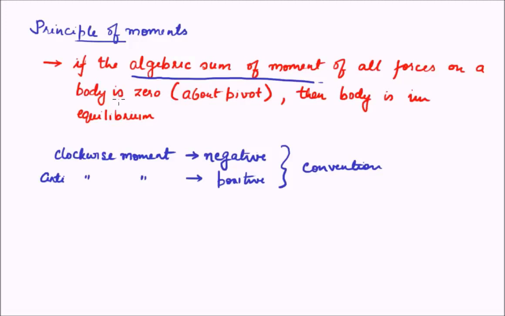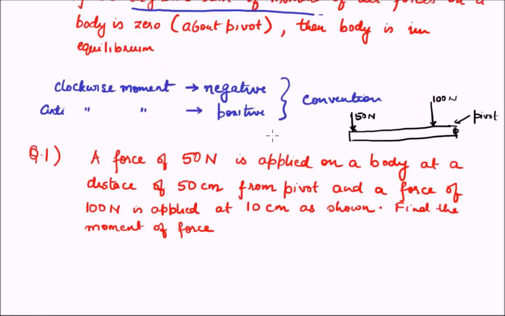We have a fair idea what the principle of moments states. We'll understand it better by jumping into numericals. In this numerical, the problem states that we have a force of 50 Newton applied at a distance of 50 centimeters from the pivot, and another force of 100 Newton is applied at 10 centimeters from the pivot. And the question asks us to find the moment of force.